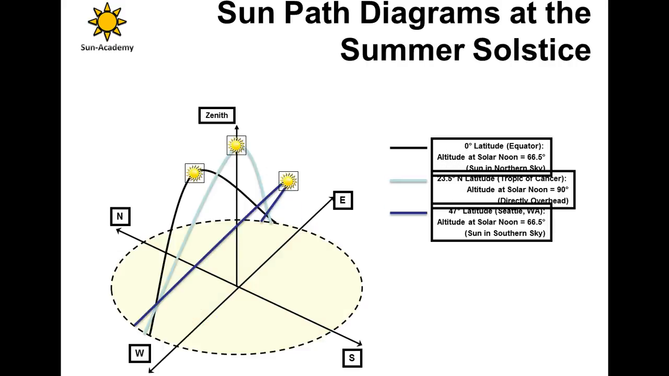In the northern hemisphere at the summer solstice, the sun rises and sets north of east and west, respectively. Days are longer than nights at high latitudes. The sun remains in the northern sky all day at latitudes lower than the Tropic of Cancer, and the sun reaches the highest altitude of the year at latitudes higher than the Tropic of Cancer.